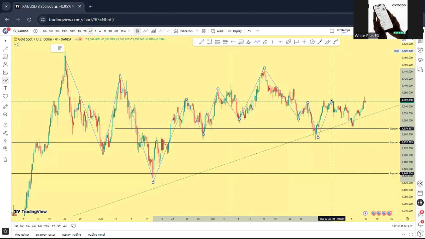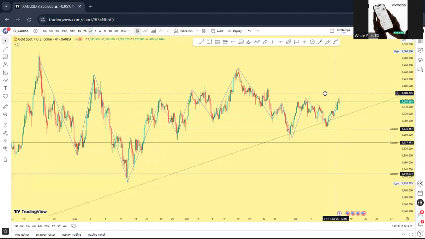Currently we have a change of character here. We have a lower high here, a higher low rather, sorry, don't mind me, just follow me. This stuff is sometimes confusing, but the market stopped here. So currently this is where we are.